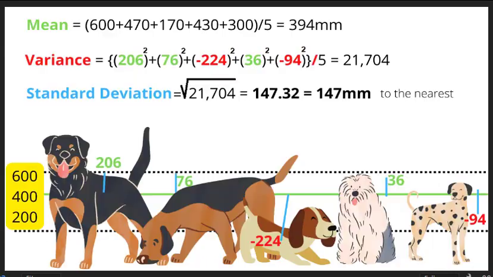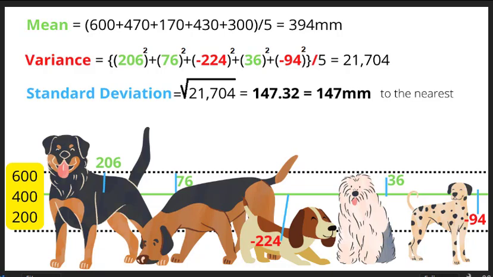Let's take a funny example. You and your friends have measured the heights of your dogs in millimeters. Let's say these are the dogs. Measure the heights at the shoulder of all these dogs. For example, this black one has 600, then this other one has 470 millimeters, and this dog, which is small, has 170, and this one is 430. So these are the heights at the shoulders.